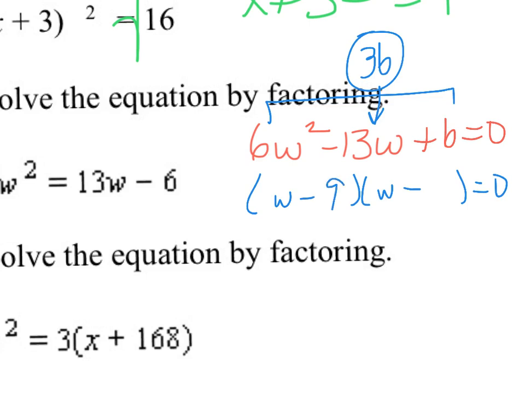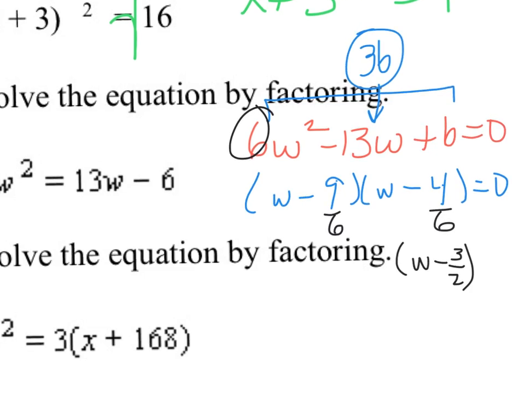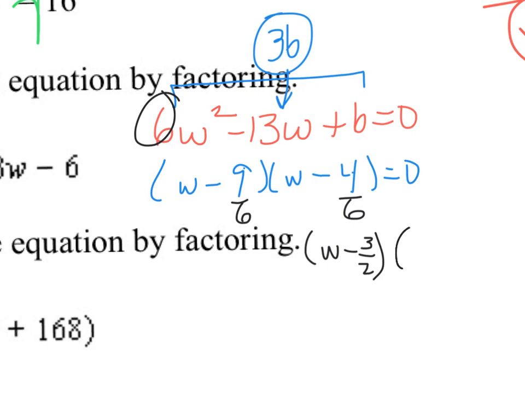Both negative, right? Now, guys, I can't just leave it like this. What do I have to put in front or underneath each term? The 6, right? Because a is not 1. So if I can reduce this, this becomes w minus 3 over 2, right? Agreed? And this becomes w minus 2 over 3. Agreed? So then what happens with this 2? What happens with this 3? It goes out in front.